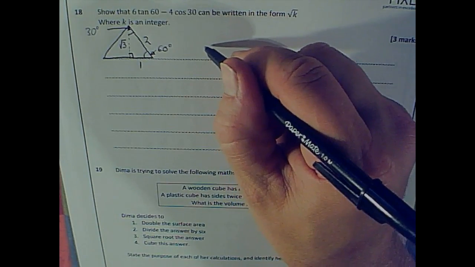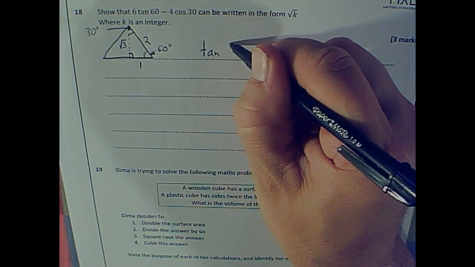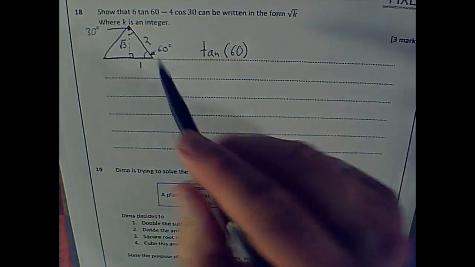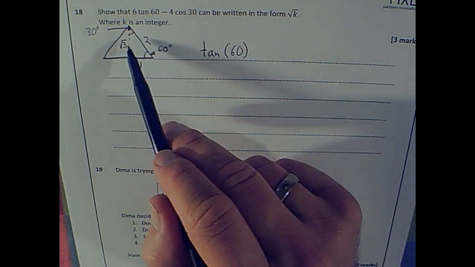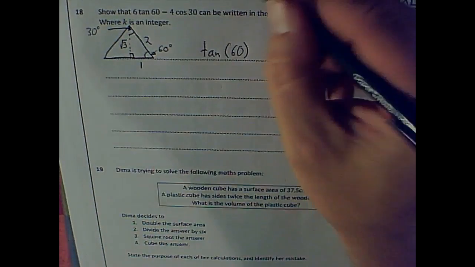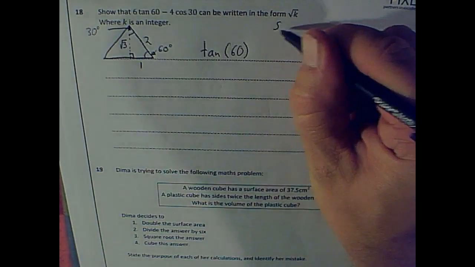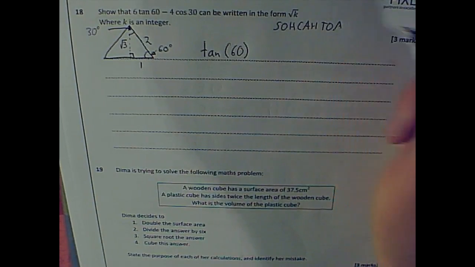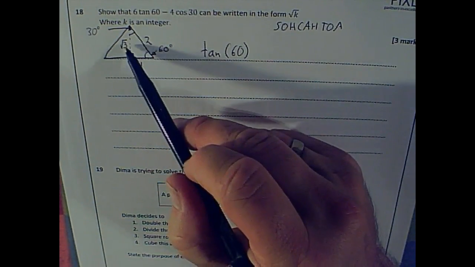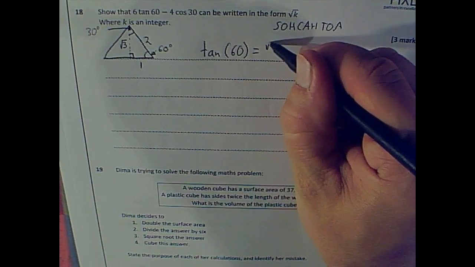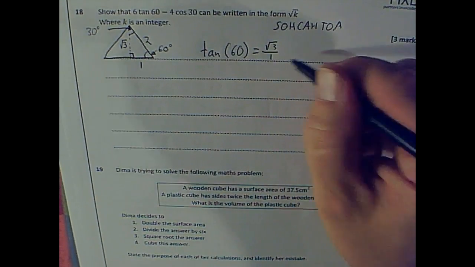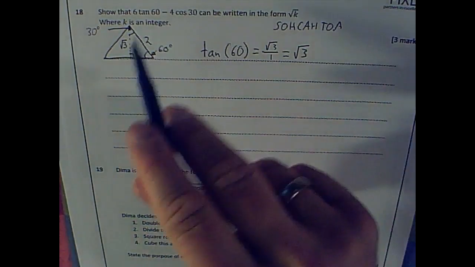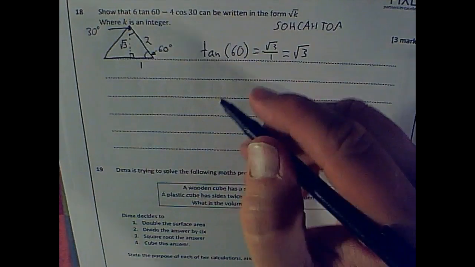Tan 60. So tan of 60, okay, so it's opposite of the 60 degree angle, which is that one, over adjacent. So I'm just going to rewrite this SOHCAHTOA, so we can remember, we all remember that. SOHCAHTOA. So tan is opposite over adjacent, so it's root 3 over 1. Right, root 3 divided by 1. Anything divided by 1 is just itself, so that is root 3. Okay, and I'm going to use this later, but this needs to be established first.